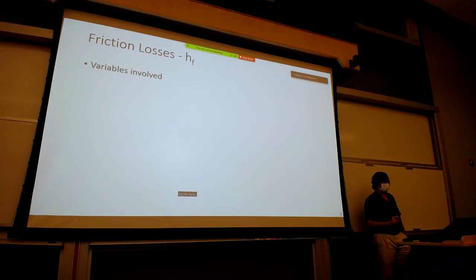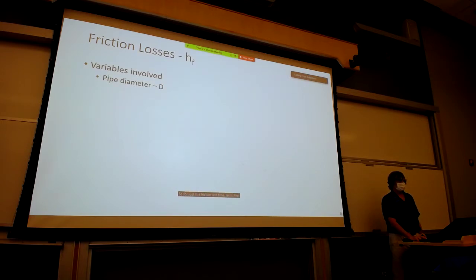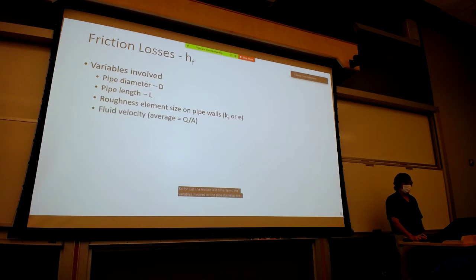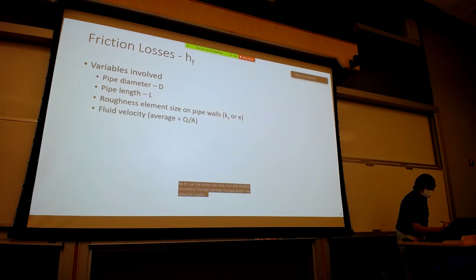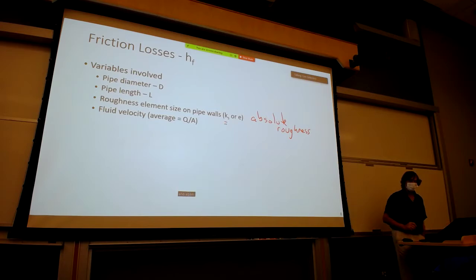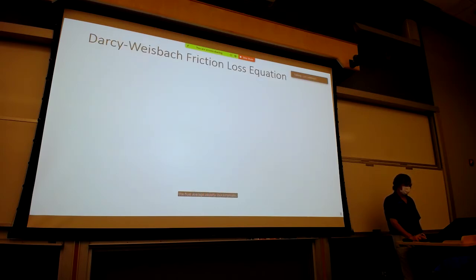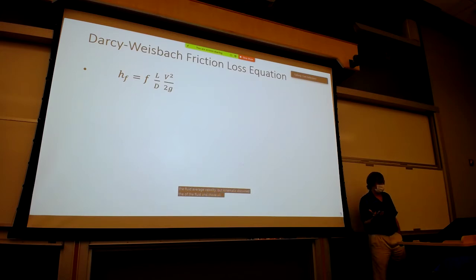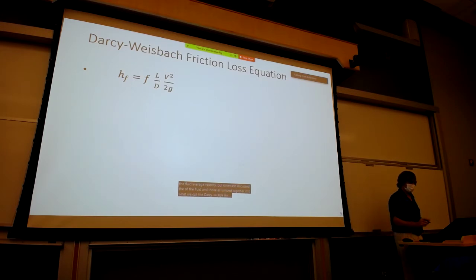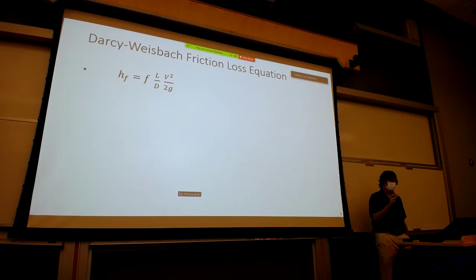So for just the friction loss term, the variables involved are the pipe diameter, the pipe length, the absolute roughness as it's known, and again, your book uses epsilon, some other books use lowercase e, the fluid average velocity, the kinematic viscosity of the fluid, and those all lump together into what we call the Darcy-Weisbach friction loss equation. So this is one of the numerous types of equations used for closed conduit flow. I will talk about one or two others.